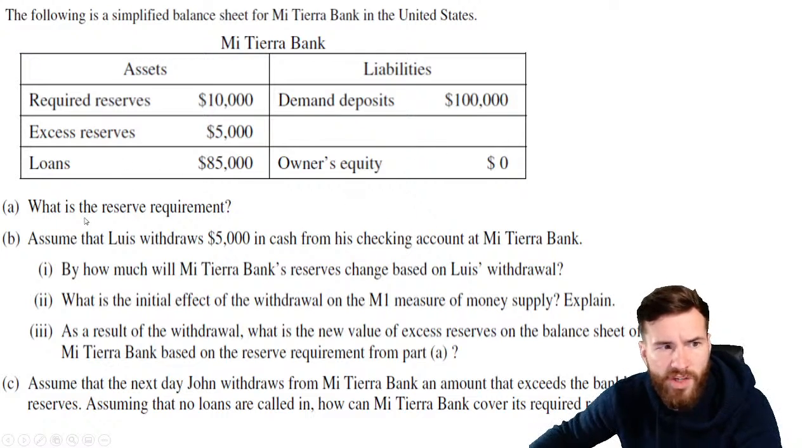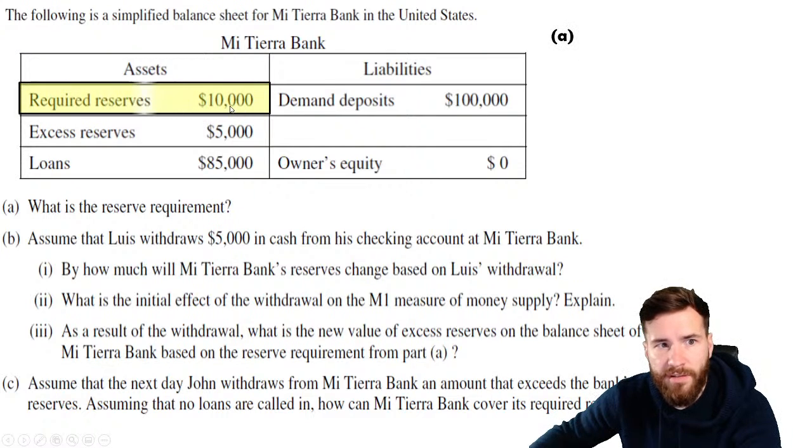All right, so question A says, what is the reserve requirement based on this information? Well, the reserve requirement has to be 10,000, required reserves, divided by the amount of money in demand deposits, because that's what required reserves means.